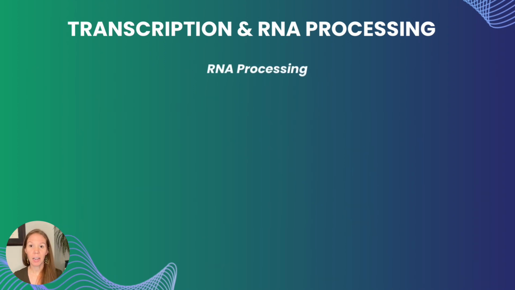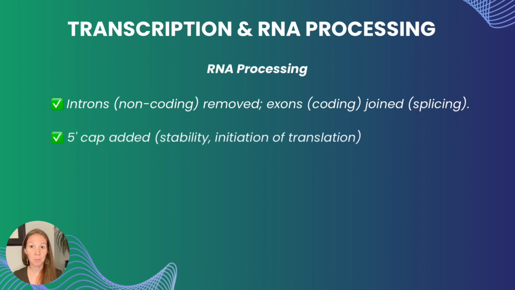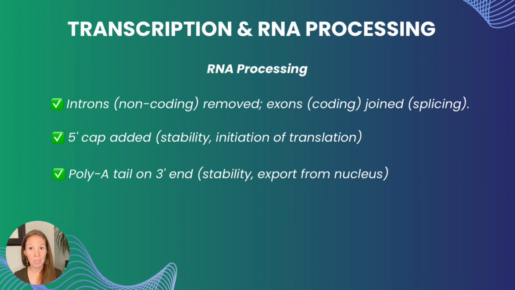You need RNA processing. Introns, so non-coding, are removed; exons, coding, are joined in splicing. A 5' cap is added, for stability and initiation of translation. A poly A tail is added on the 3' end, for stability and export from the nucleus. The MCAT frequently asks about mRNA processing, so don't skip the details here.